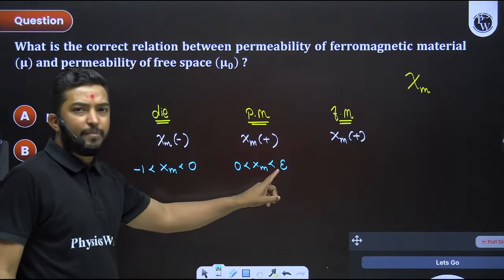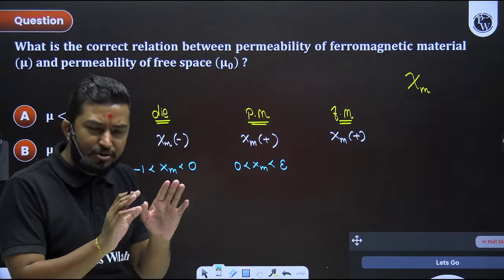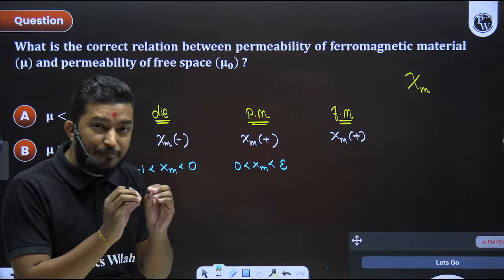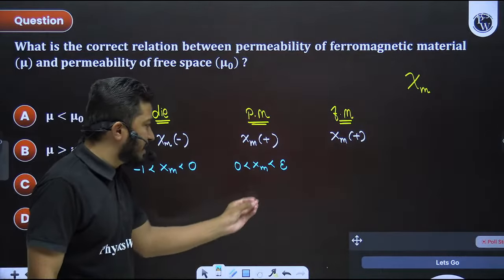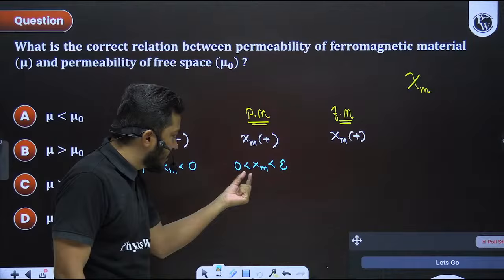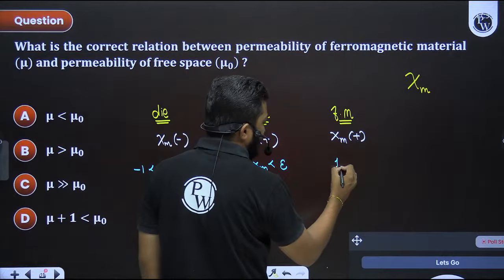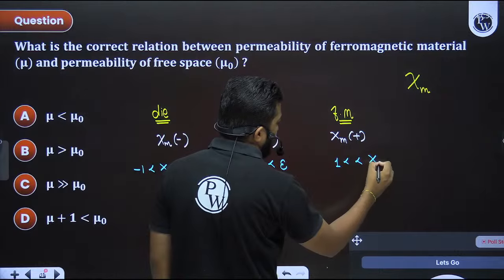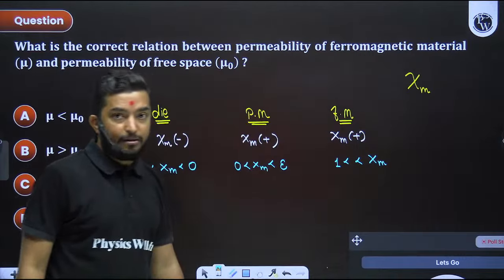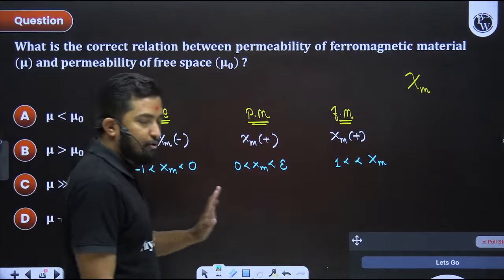It is not the permittivity of any medium. It is just a number, not a perfect value, just a small but positive number, epsilon. So for paramagnetic, 0 less than XM less than epsilon. And for the ferromagnetic, XM has a very large value, so XM is much greater than 1. So this is your first concept, XM.